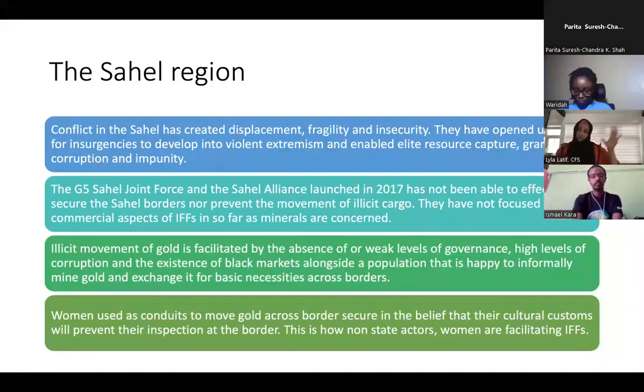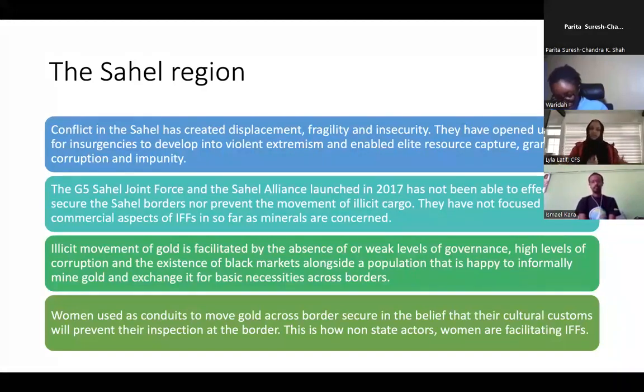So the Group 5, G5, Sahel Joint Force, and the Sahel Alliance was an organization launched in 2017. It is supported by the European Union and the United Nations Counter-Terrorism Center under the framework of its Global Borders Security Mechanism. This G5 organization has not been able to effectively secure the Sahel border, nor prevent the movement of illicit cargo. This is because their focus has been on containing local conflicts, right?